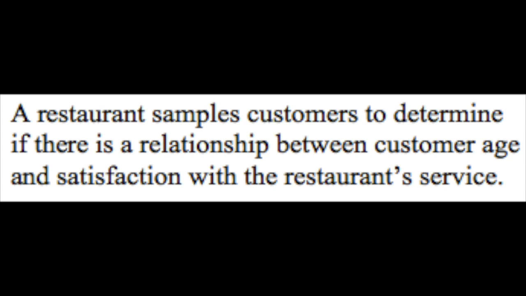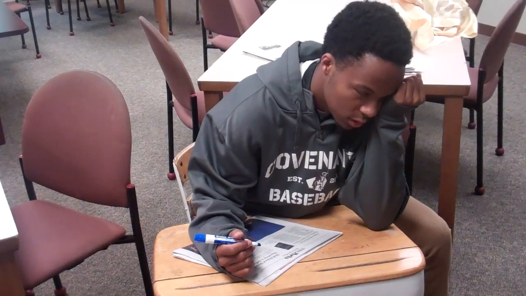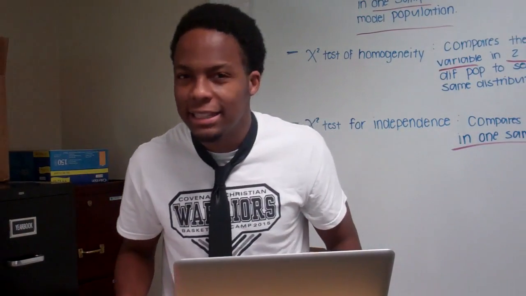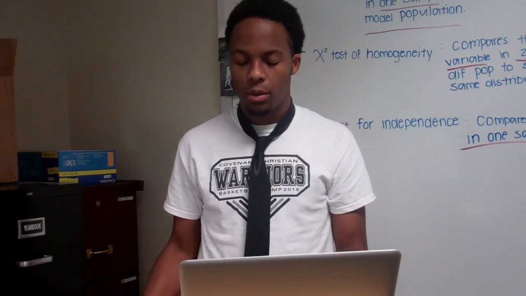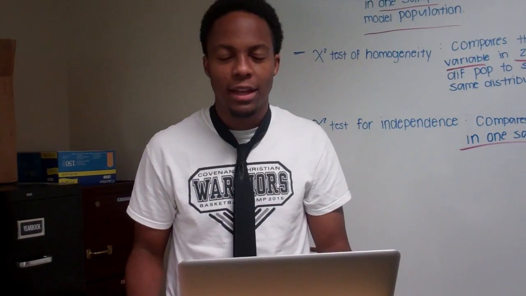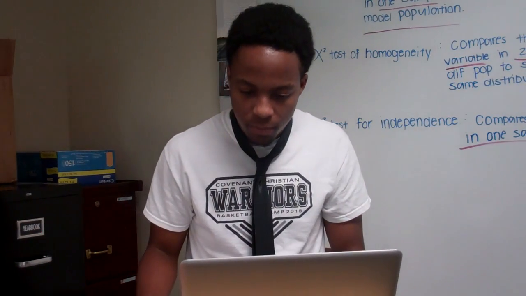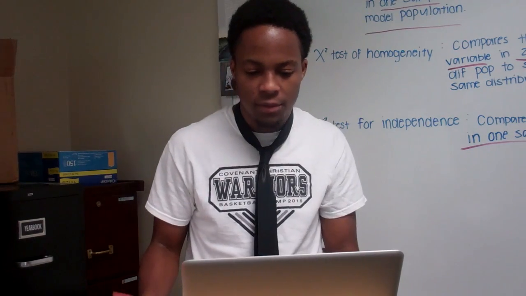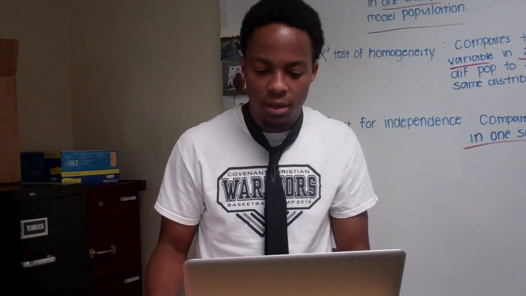Let's try an example. A restaurant samples customers to determine if there is a relationship between customer age and satisfaction with the restaurant service. What kind of test is it? Dude, I don't know. A 2 proportion Z test. Are you kidding me? Have you been paying attention at all? Why are you even taking this class? No. The answer is a chi-squared test for independence. We are sampling one group of people, the customers, and asking them 2 different questions: their age and their satisfaction with the restaurant service, to determine if they are independent of each other.